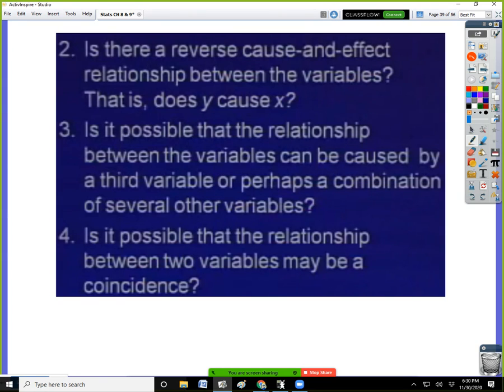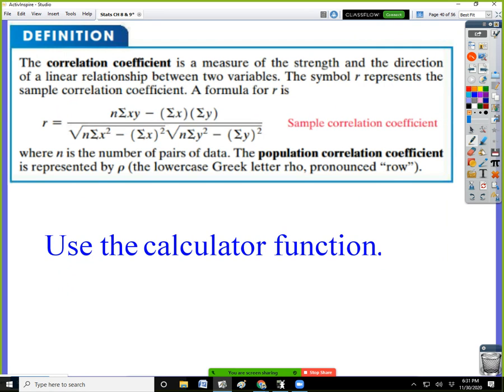Is it possible the relationship between the variables can be caused by something else? Okay, or a combination of something else? Is it possible the relationship may be just a coincidence? Okay, now normally we just say no, it is pretty much cause and effect. So if you look, the correlation coefficient is a measure of the strength and direction of a linear relationship between two variables.